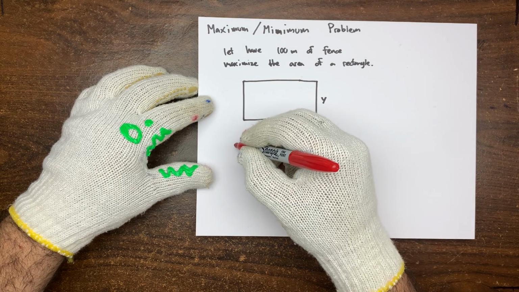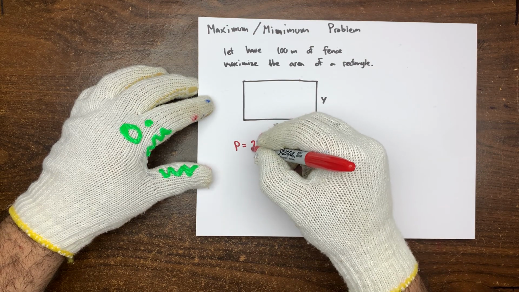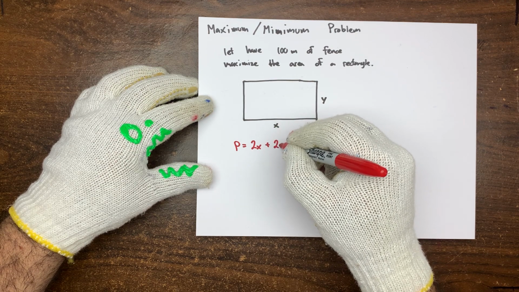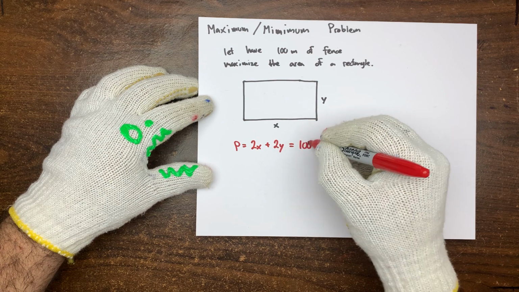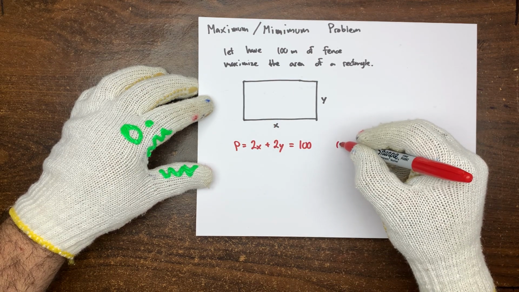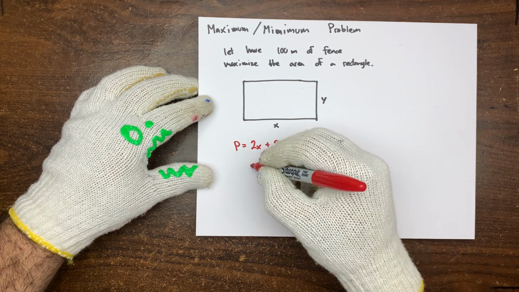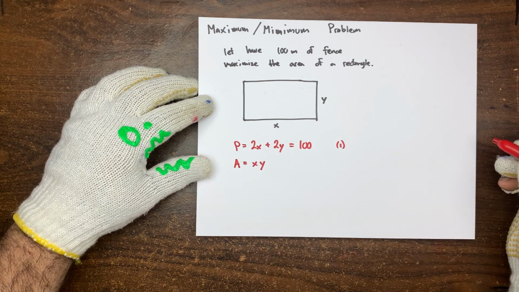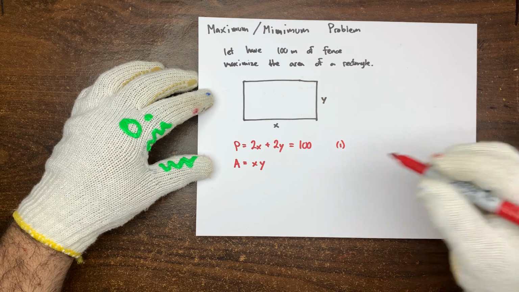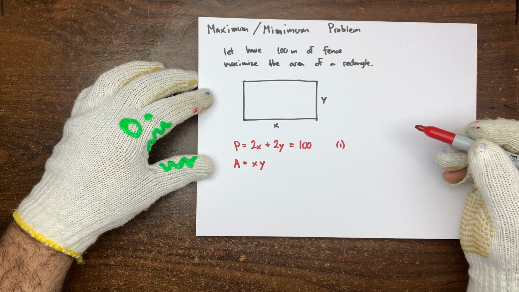So we know that the perimeter is equal to 2 times x plus 2 times y. 2 y's and 2 x's give me my perimeter, and that equals 100, always. So there's equation number 1. The second equation is that the area is equal to x times y. That's it. And what we want to do now is maximize area.